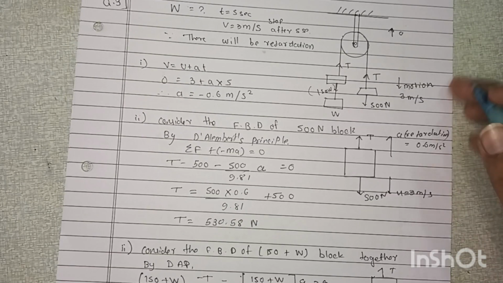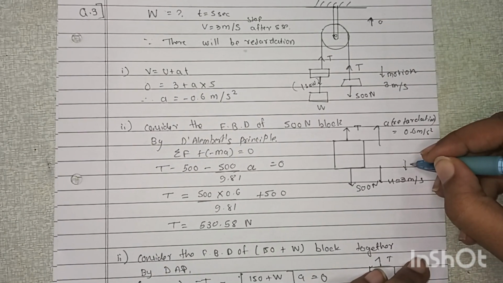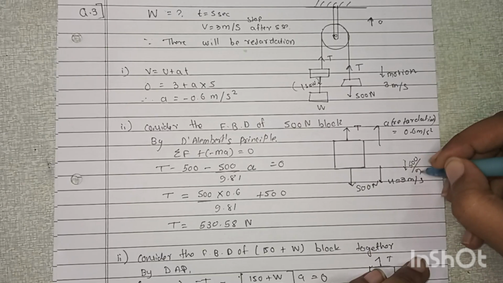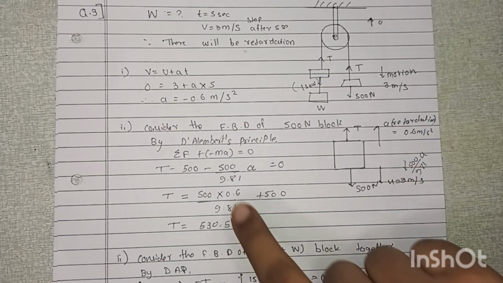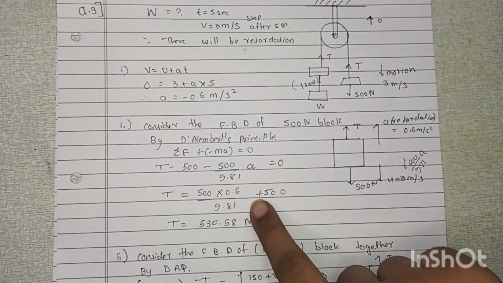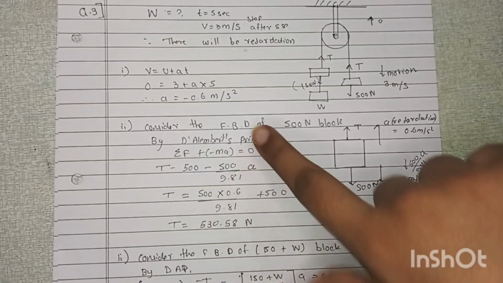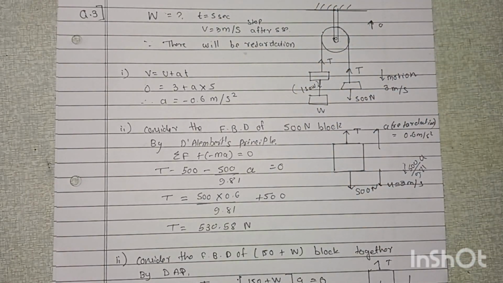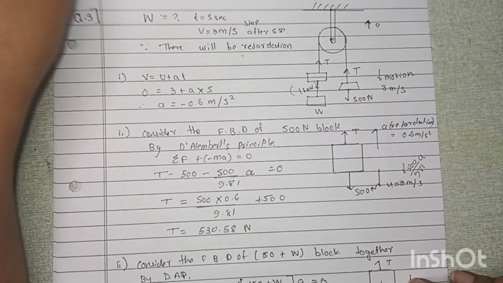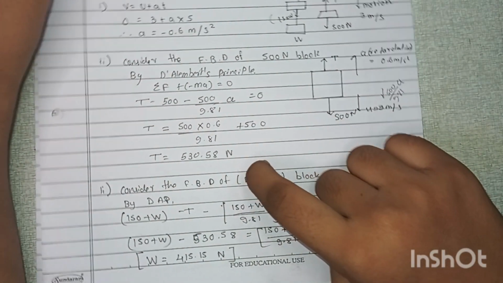So this is minus 500 upon 9.81 into acceleration, and it is equal to 0. So T is equal to 500 into 0.6 upon 9.81, with 0.6 being the value of acceleration, plus 500, and you will get the tension as 530.58 Newton. I hope you understand this.